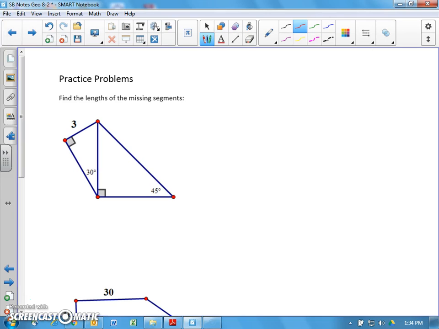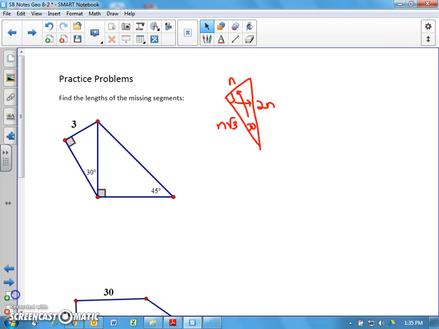Okay, hopefully you got that. I'm going to look first at the 30, 60, 90 triangle that they gave us, and I'm trying to redraw it so it maintains the same orientation. If this is my 30 degrees right here, that means this is n. Across from my right angle has to be my hypotenuse, so that's 2n, and my longer side is n square root 3. What they gave me was a 3, and that was right here.